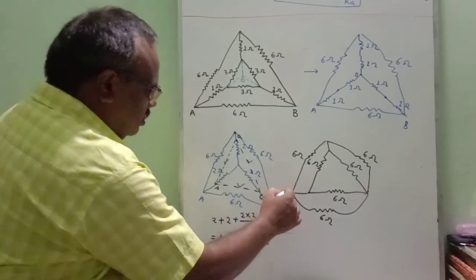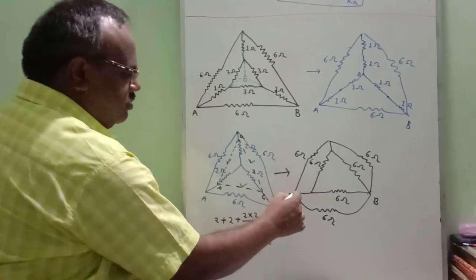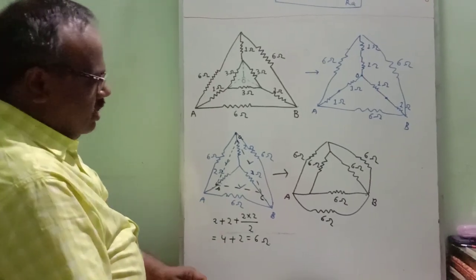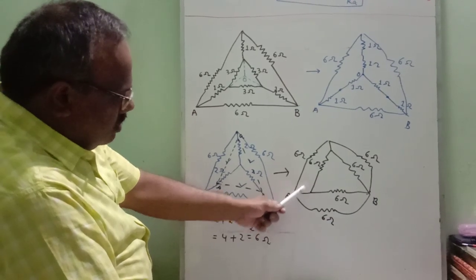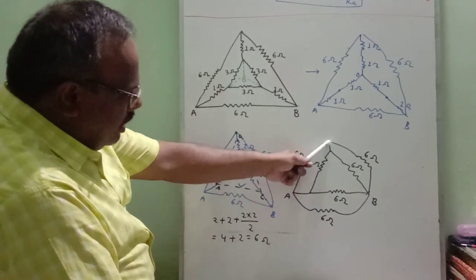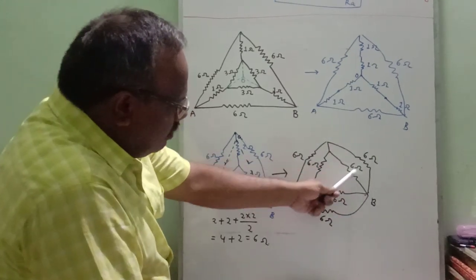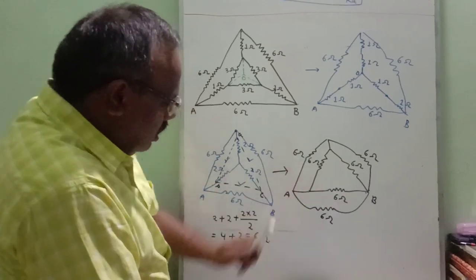Now this is A and this is B. You have to find out what is the resistance between these two. Now you see whether there is series or parallel or not. If you see here, between these 2 points, these two are parallel. Between these 2 points, these two are parallel. Between these 2 points, these two are parallel.